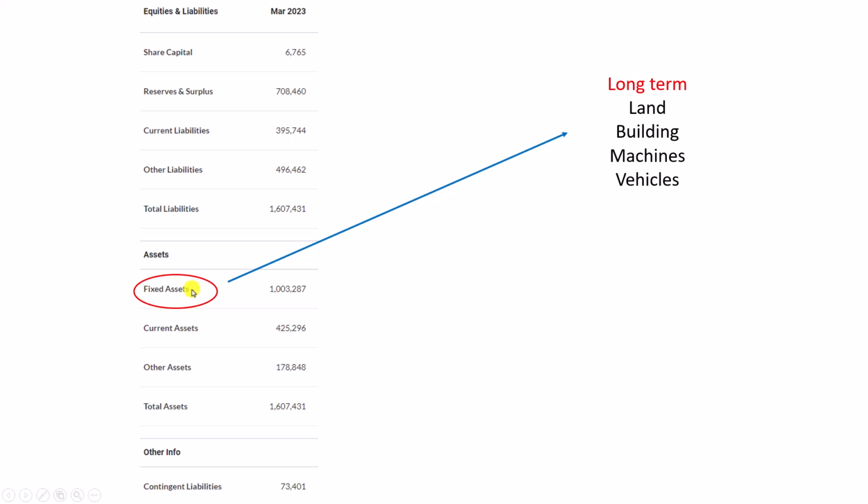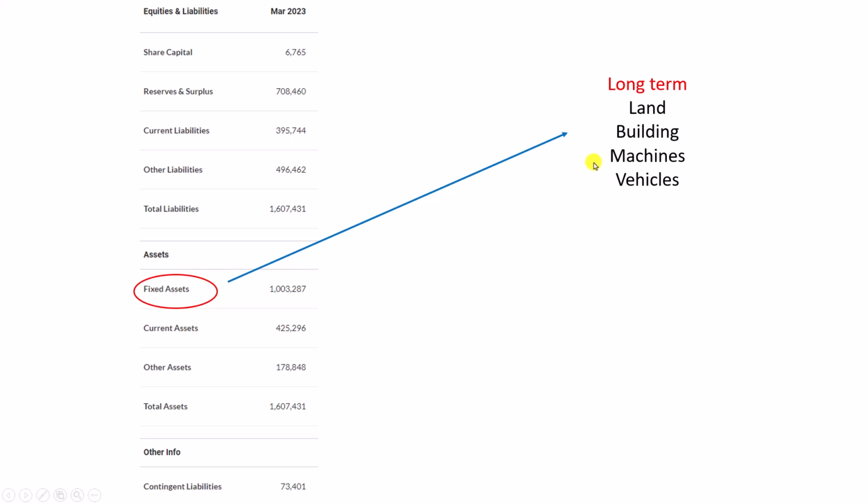Now, what are the things that come in fixed assets? Properties, land, for example, and buildings owned by the company. So, land and buildings owned by the company come under the head of fixed assets. Machinery, equipment, and tools which are used in the production process, let us say, come under the category of fixed assets. Office furniture and vehicles come under fixed assets.